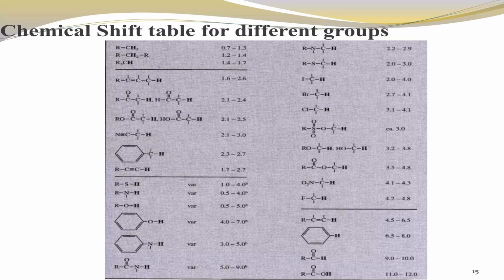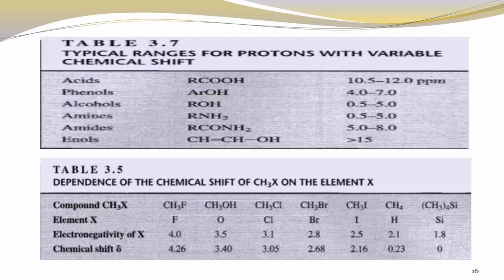This also typically ranges for protons with variable chemical shift. So there are acids, phenols, alcohols, amines, amides, enols. So these are the ranges of protons with variable chemical shift.